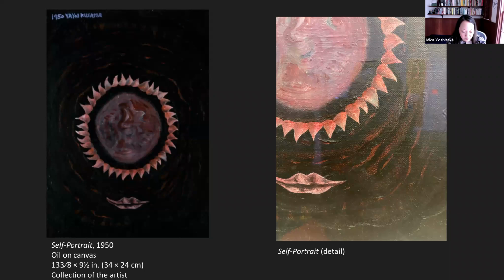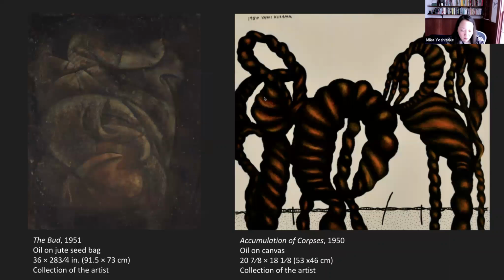Like a ghost, this anthropomorphic emergence subsequently reappears in other paintings, such as The Bud on the left, which was painted on jute seed bags. The cubist shape of the bud, where its parts are reduced to barely perceptible geometric fragments on the dark ground plane, appears as if it is about to break through the surface of its fetal shell-like form.